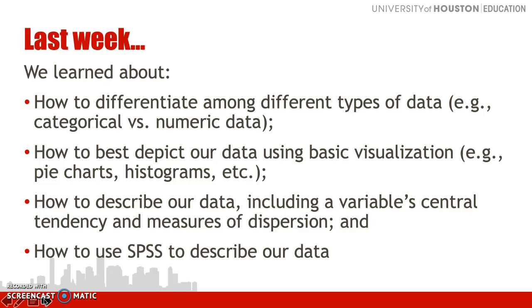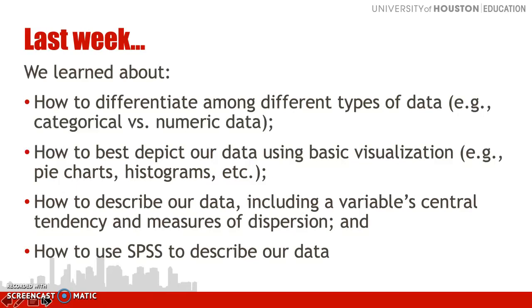We also talked about how to best depict our data using basic visualization. So we looked at examples of histograms for numeric data. We also looked at pie charts and bar charts for categorical data. And then, of course, we had Dr. Davis come and show us a very cool way to depict categorical data, that is, the paths of people into the superintendency. And those were called alluvial diagrams.